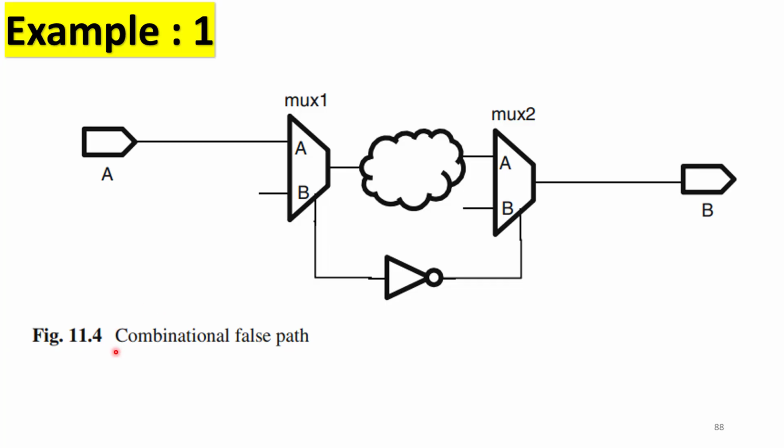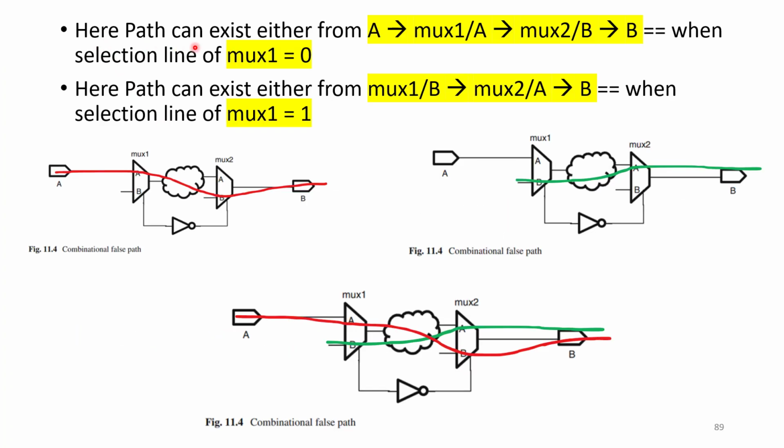This is an example of a combinational false path, which has two multiplexers and some combinational logic. Here this is an inverter, with port A followed by port B. You can consider A as input and B as output. Paths can exist from A through multiplexer 1 A pin and again through multiplexer 2 B pin, going to B.